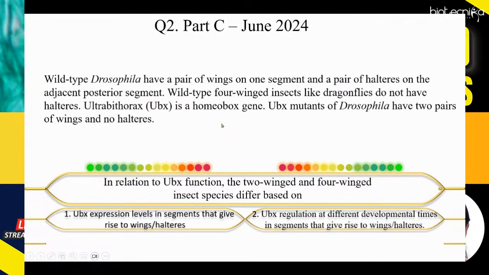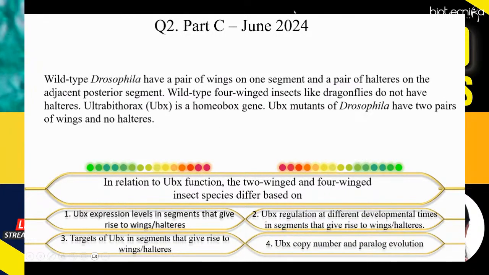So this question is about the wild type Drosophila. It's from June 2024, the last exam itself. They have a pair of wings on one segment and a pair of halteres on the adjacent posterior segment. Adjacent posterior is not mentioned over here, so this is the T2 segment, this is the T3 segment.